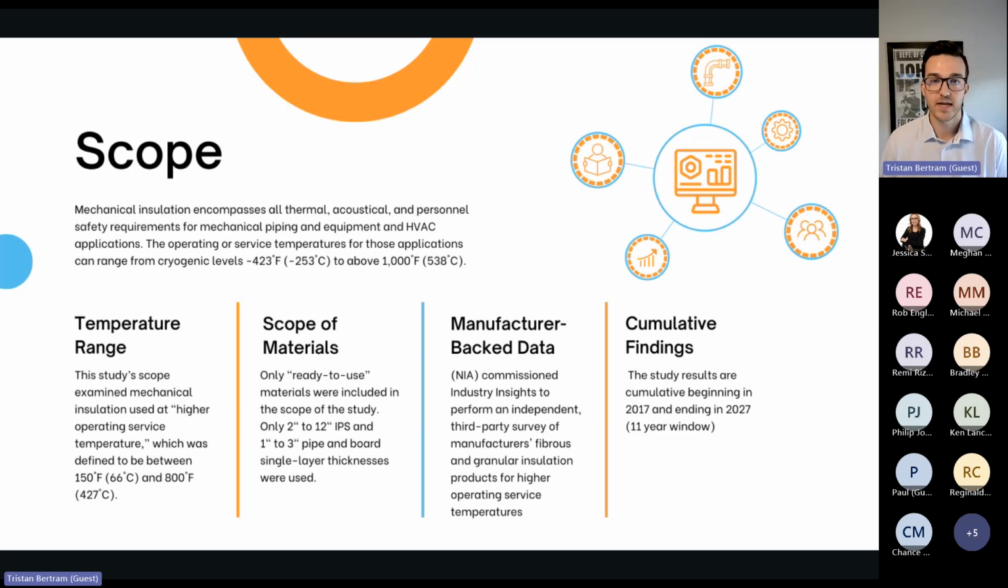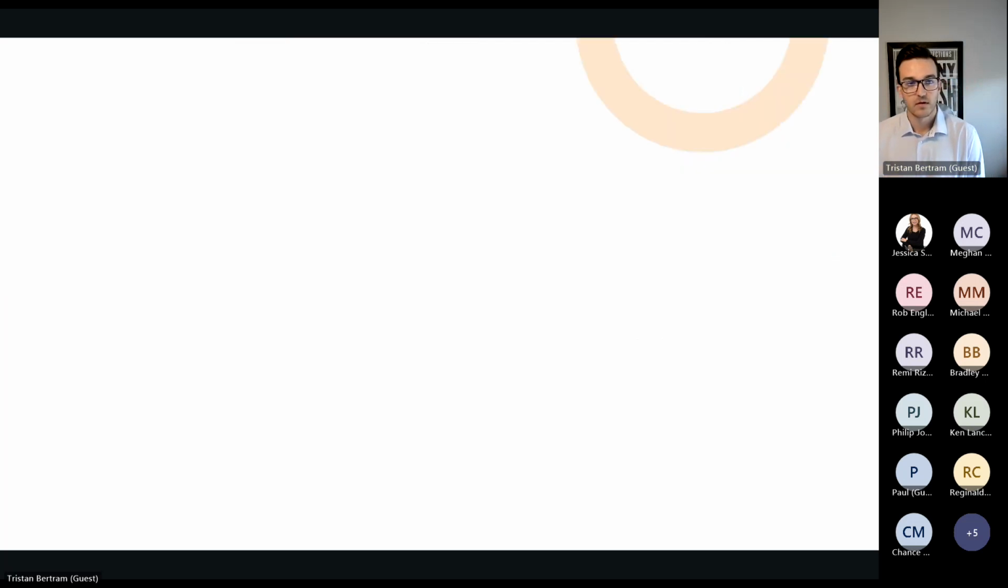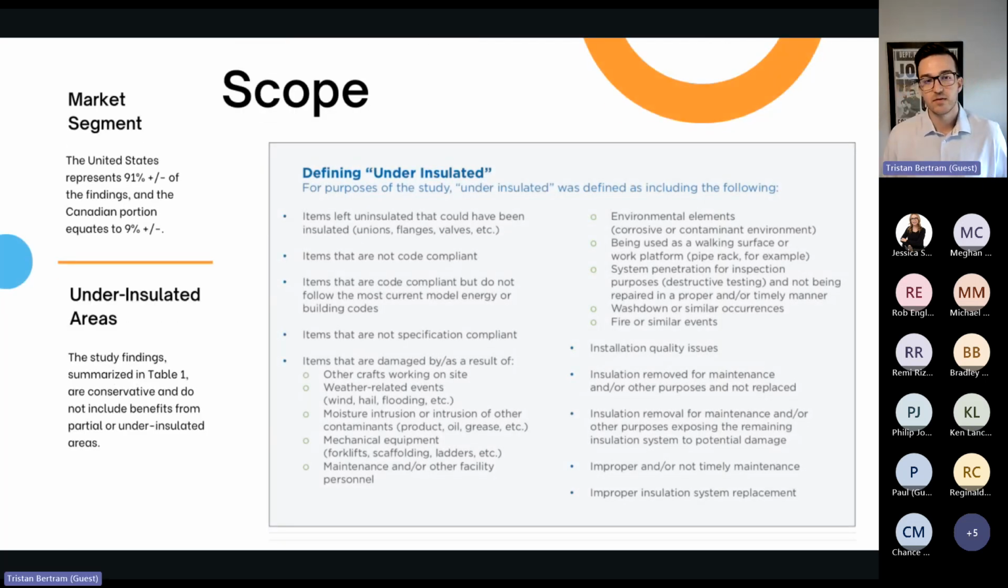Based on historical production data combined with industry growth trends, NIA was able to extrapolate insulation usage for a total 11-year window. So they had their base year, 5 years of historical data, and 5 years projected data for the 11-year total. Okay, so NIA estimated that the United States represents 91% of the findings, whereas Canada represents 9%.